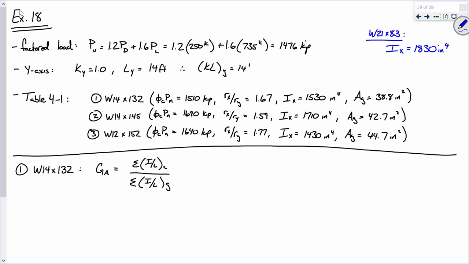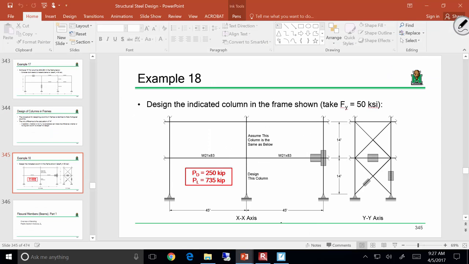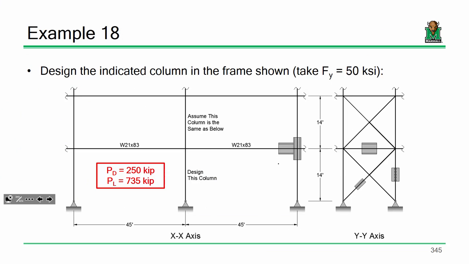All right, so let's take a look at this math. First off, how many columns are framing into that joint on joint A? Let me pull the frame up. Joint A, we'll say joint A is the top, joint B is the bottom. So how many columns are framing into this joint right here? 2. We got a column here and a column here, right?